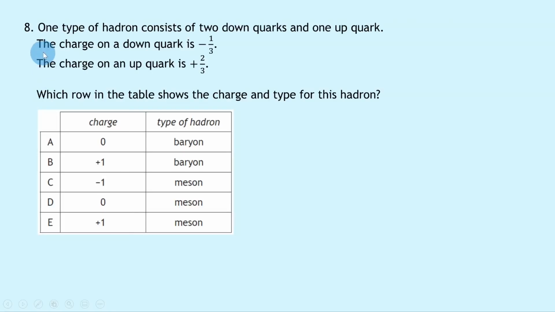Question 8 says one type of hadron consists of 2 down quarks and 1 up quark. The charge on a down quark is minus a third, and the charge on an up quark is plus 2/3. Which row in the table shows the charge and type for this hadron?